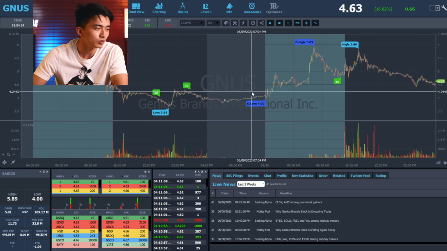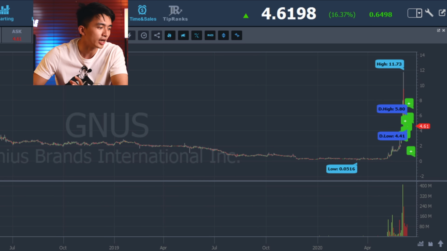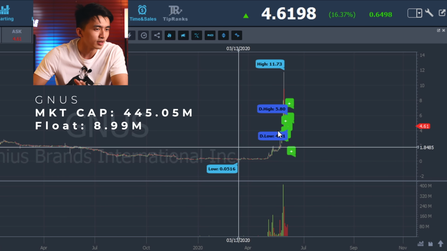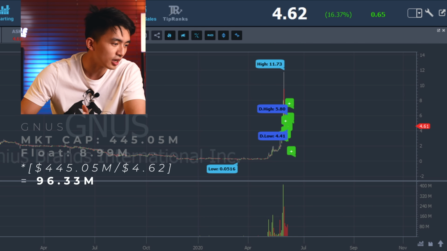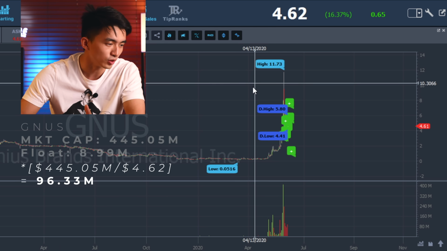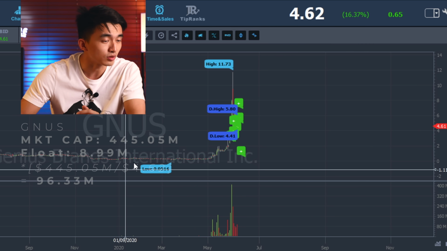So GNUS will be one of the perfect examples for multi-day runners. Before we look at the chart, same thing, we want to look for accurate market caps. So right now it's at $4, so 4 divided by 400 million. The starting cap will be 100 million. Sorry, my mistake, it is 400 million divided by 4. And float is anywhere between 10 to 100 million, so it actually fits the criteria.